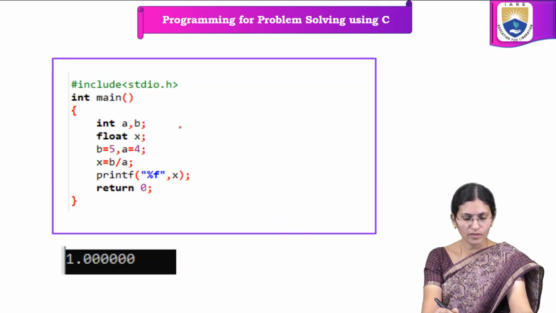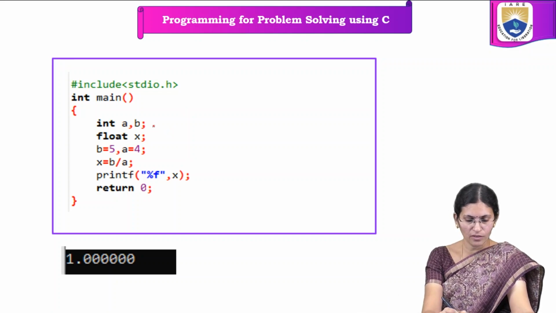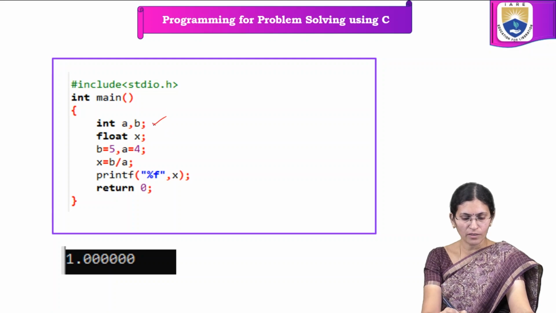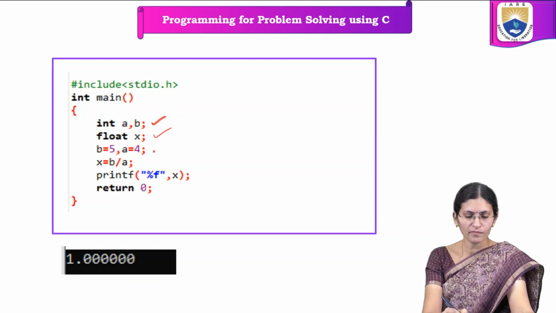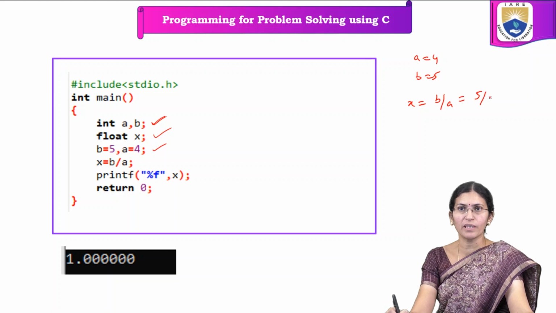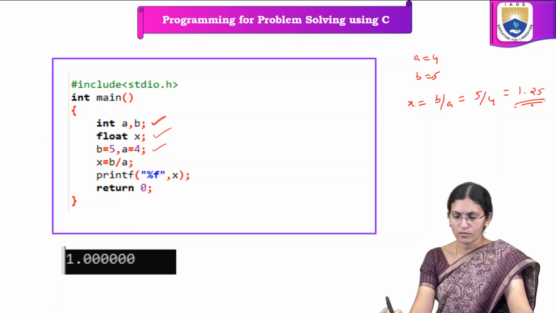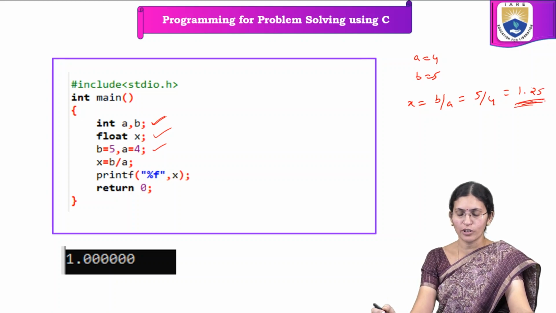Next one is another program based on typecasting. Here we have two integer variables a and b, and one float variable x. There are values assigned to a and b. a is equal to 4, b is equal to 5. And if you are performing this division operation, x is equal to b by a, that means 5 by 4. So 5 by 4 generally should come as 1.25. The answer should be 1.25.